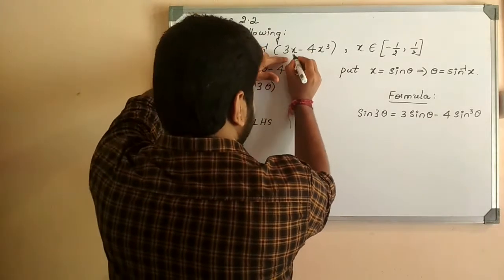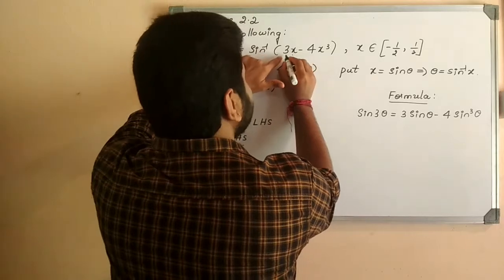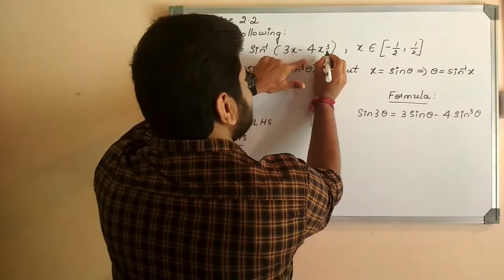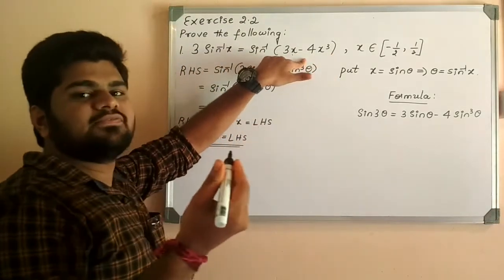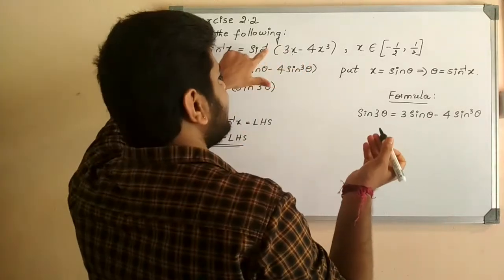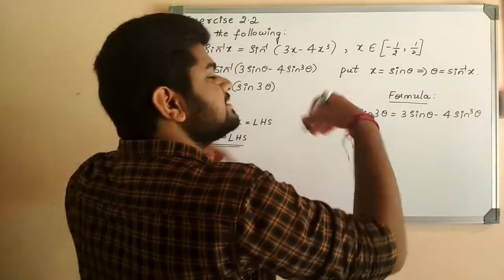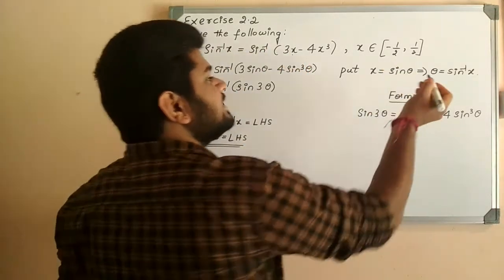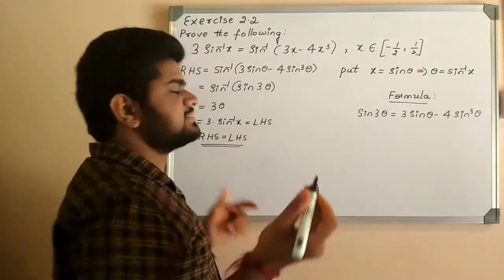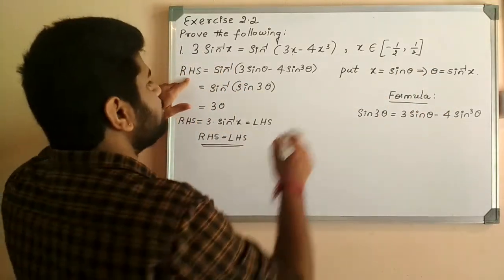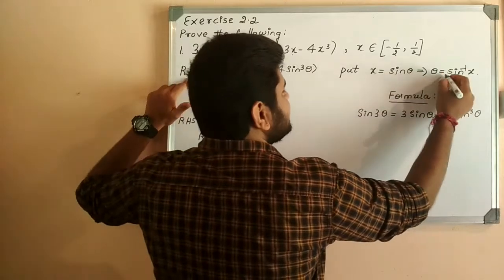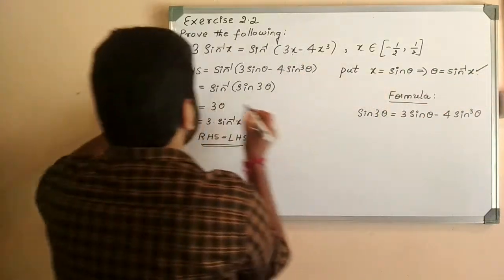So whenever you put x is equal to sin theta, 3 sin theta minus 4 sin cube theta is the formula of sin 3 theta. So sin inverse and sin get cancelled, and we get 3 theta. See here, when you put x is equal to sin theta, theta becomes sin inverse x.